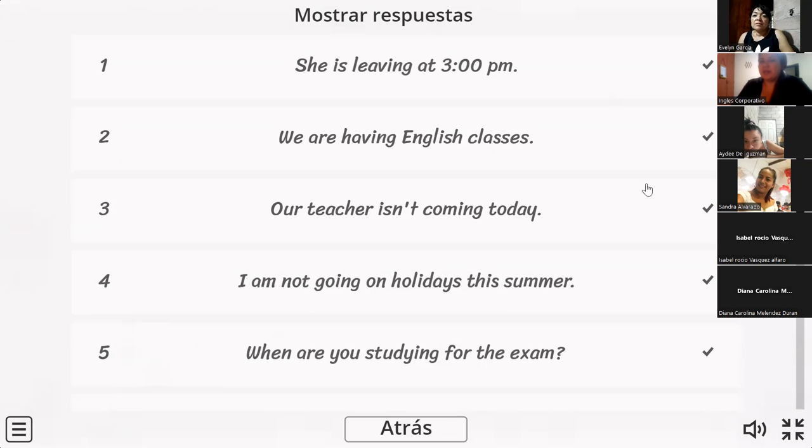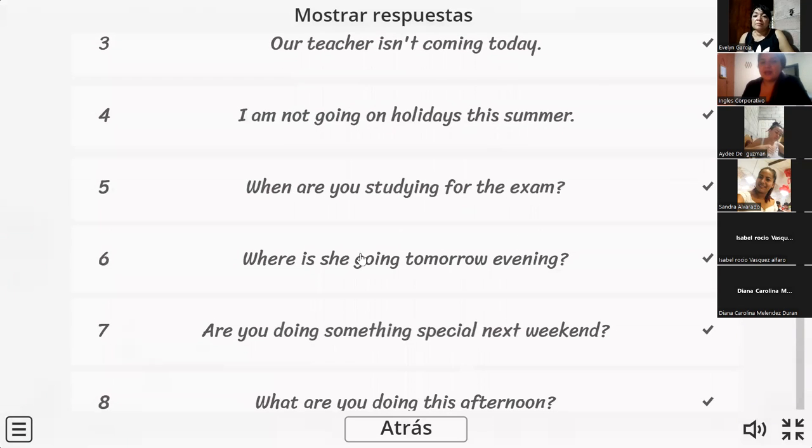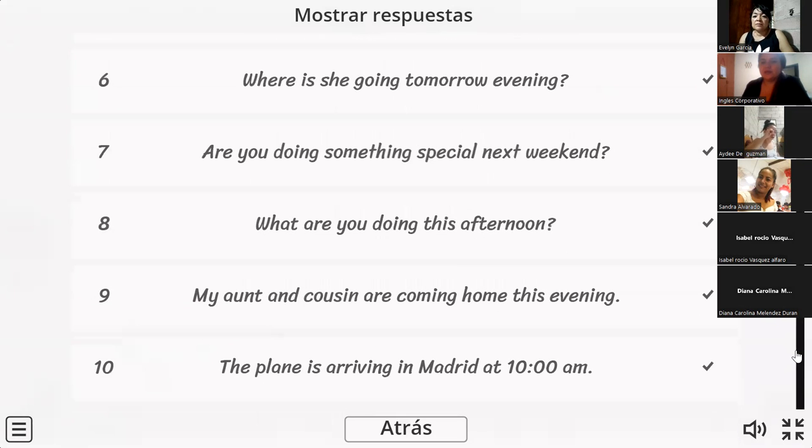She is leaving at 3 p.m. We are having English classes. Our teacher isn't coming today. I'm not going on holiday this summer. Okay. When are you studying for the exam? Where is she going tomorrow evening? Are you doing something special next weekend? What are you doing this afternoon? My aunt and cousin are coming this evening. The plane is arriving in Madrid at 10 a.m.